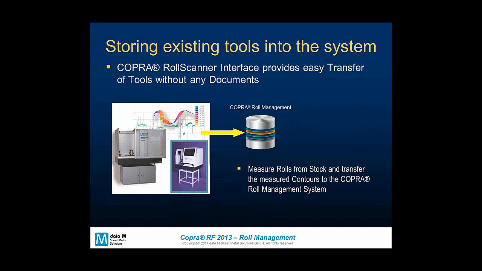Alternatively, we can measure the roles from stock and transfer the measured contours to COPRA as well, in exactly the same way, by creating an AutoCAD polyline. Of course, for complex geometries and quite often complex shapes, this can be tricky, and this is where the COPRA role scanner stands out as a great tool to do that.